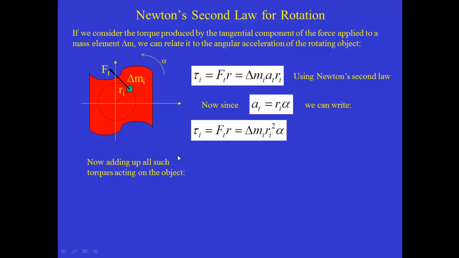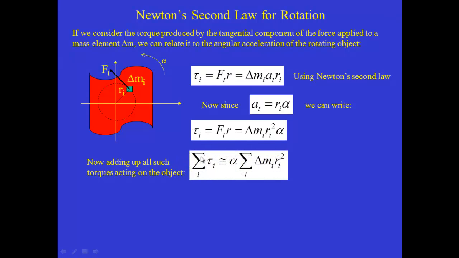The reason that this is useful is that alpha is the same for all pieces of the object. So now when we want to add up all of these torques to get the net torque acting on the object, we can sum up all of these contributions of all of the mass elements, but the alpha comes outside the summation because it's the same for all the mass elements. I put an approximation here because carving this object up into little mass elements only gives an approximate result for the net torque. The result gets better and better if we make the mass elements smaller and smaller.